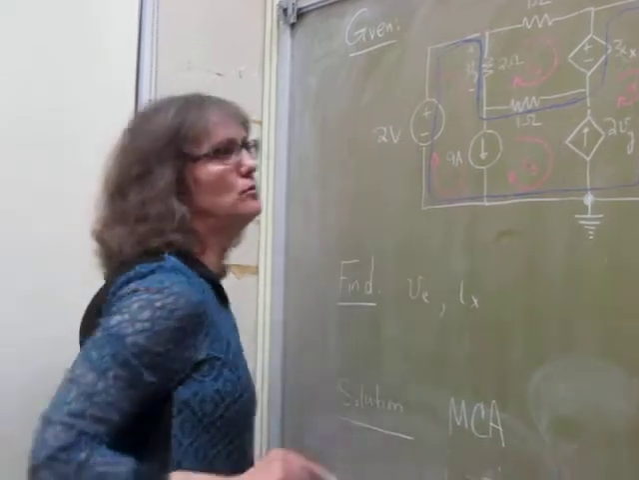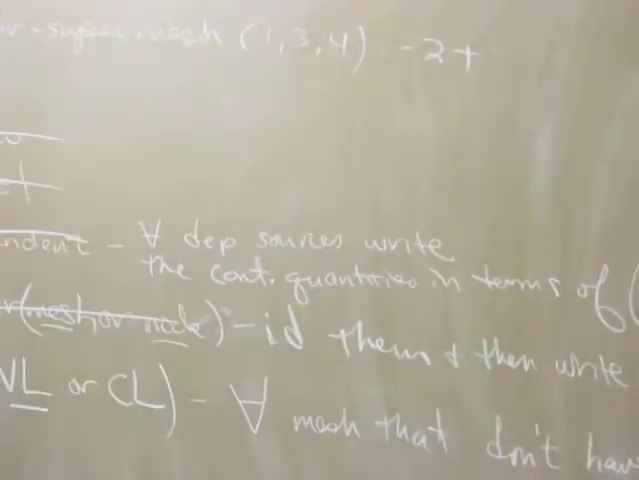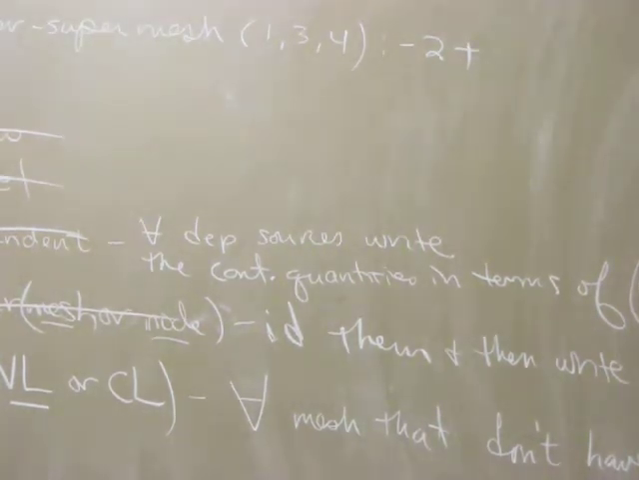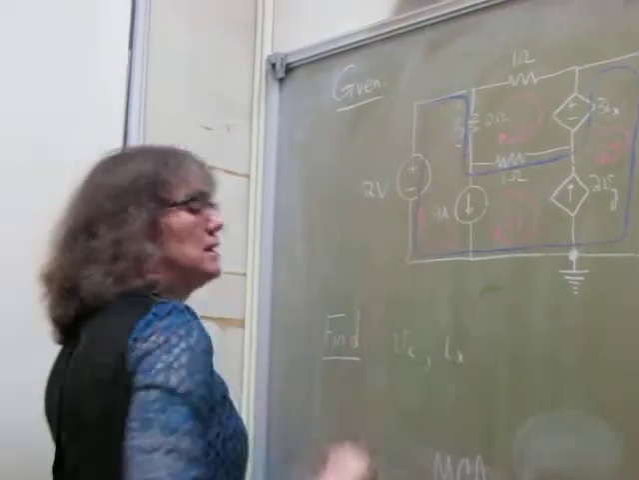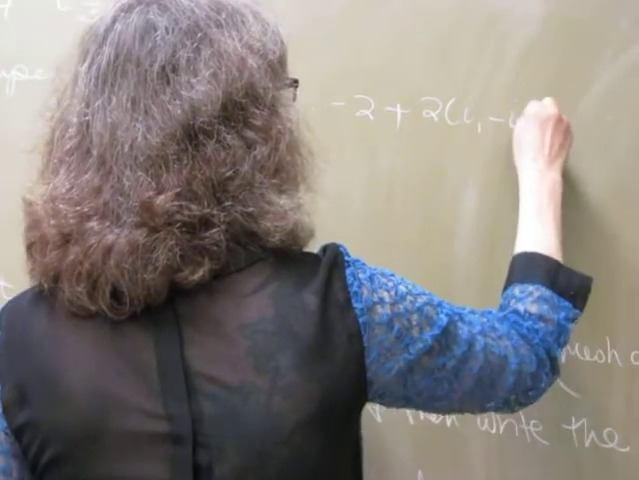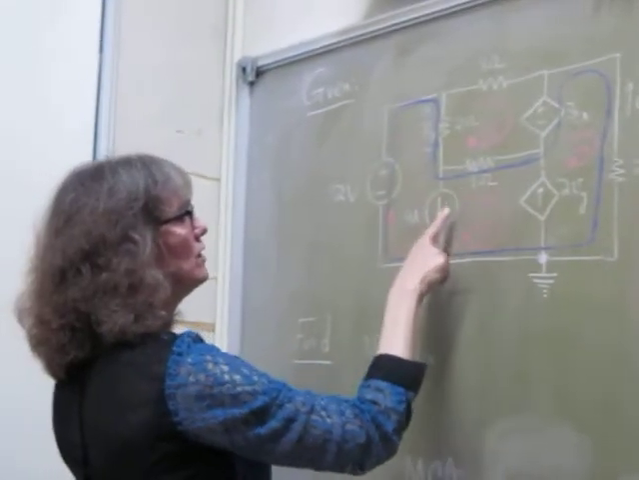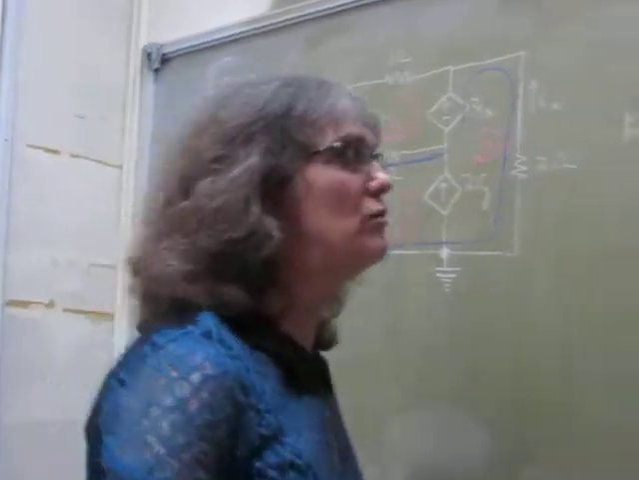So -2 plus, let's see. All right, so here we've got 2 ohms, and the branch current is I1 minus I2. And then continuing on, we've got this 1 ohm. Let's see, what's the current through there? It's I3 minus I2.